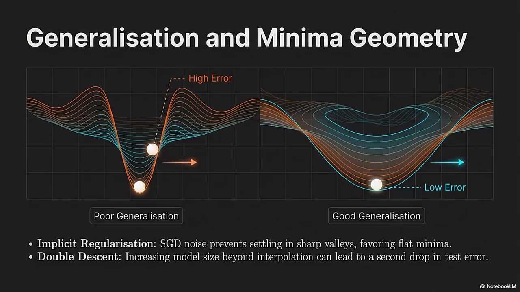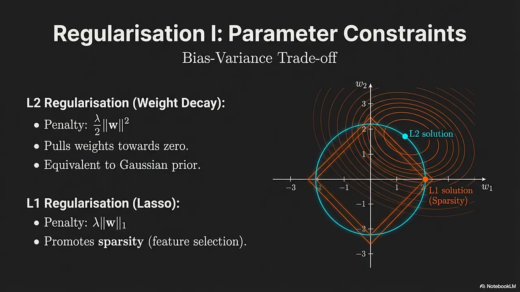A sharp, narrow minimum like the one on the left might give you a great score on your training data, but it's brittle. A tiny change in the input data could knock you way up the side of that steep valley, causing a huge error. A flat, wide minimum, on the other hand, is robust. The whole area around it is also low error, so it performs well even on slightly different data. These flat, wide basins are what we're really searching for. And we can actually encourage our optimizer to find these flatter minima by using regularization.